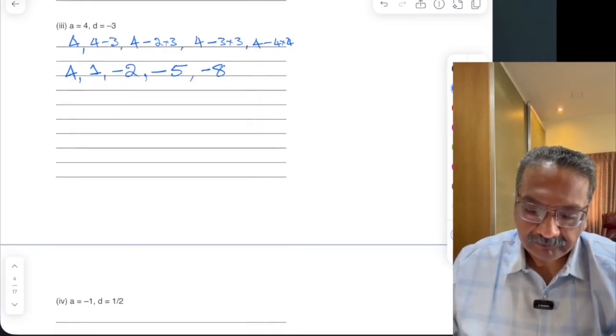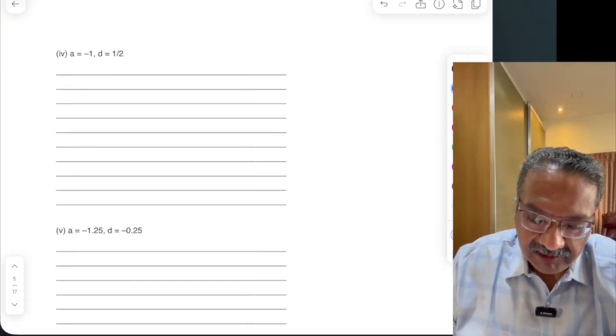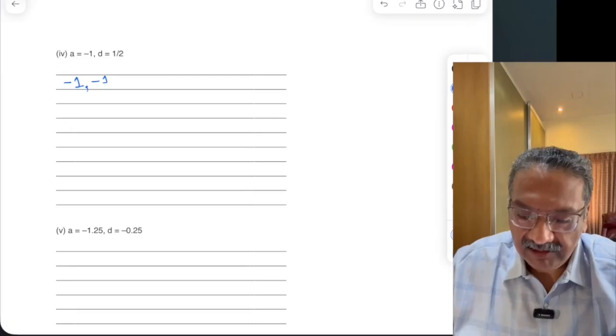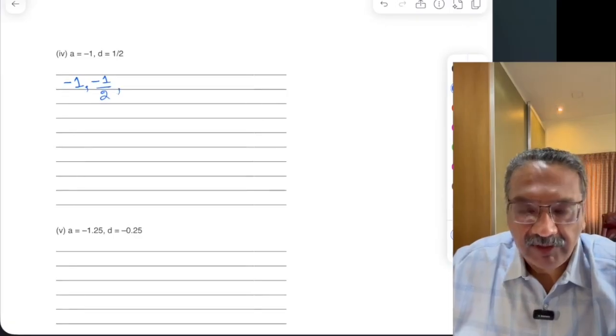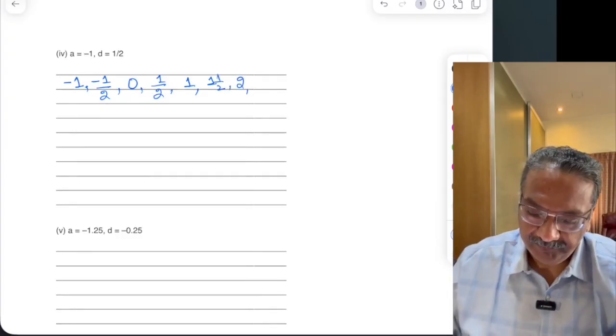Okay. Fourth one, I will write the answer directly. First term will be minus 2. Now, if you add half to minus 2 it becomes minus 3 by 2, and then if you add half to minus 3 by 2 it becomes minus 1, and then minus half, and then 0, 1 by 2 and so on.